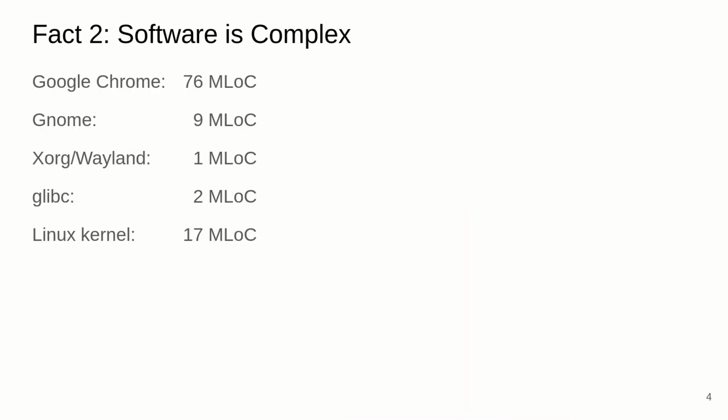Fact number 2 that we are facing in this class is that software is incredibly complex. The Chromium environment, together with the Linux kernel and the runtime system, has about 100 million lines of code. Now, 100 million lines of code is very hard to imagine.